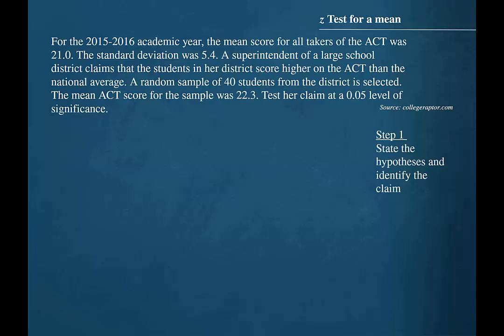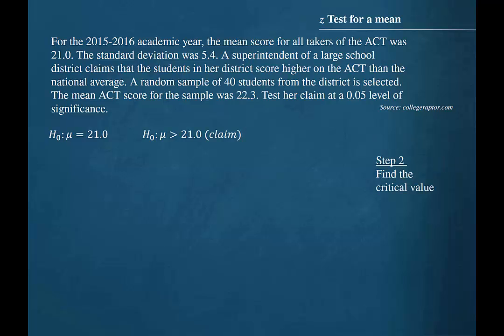Step 1 is to state the hypotheses and identify the claim. The claim is that the students in the school district of this superintendent score higher on average than the national average. So this will be a one-tailed test to the right. Remember that the null hypothesis always contains the equal sign. So the claim in this case is in the alternative hypothesis. Since this is a one-tailed test to the right, the alternative hypothesis will be that the mean is greater than 21.0.